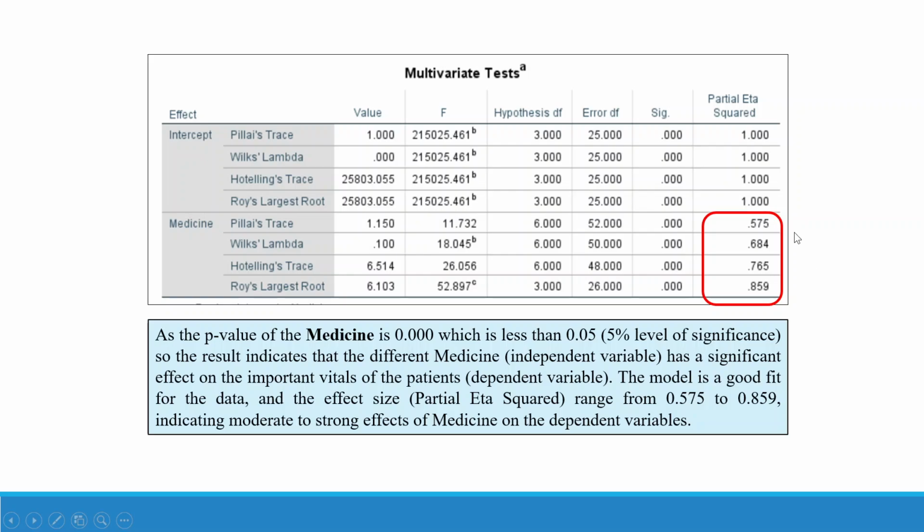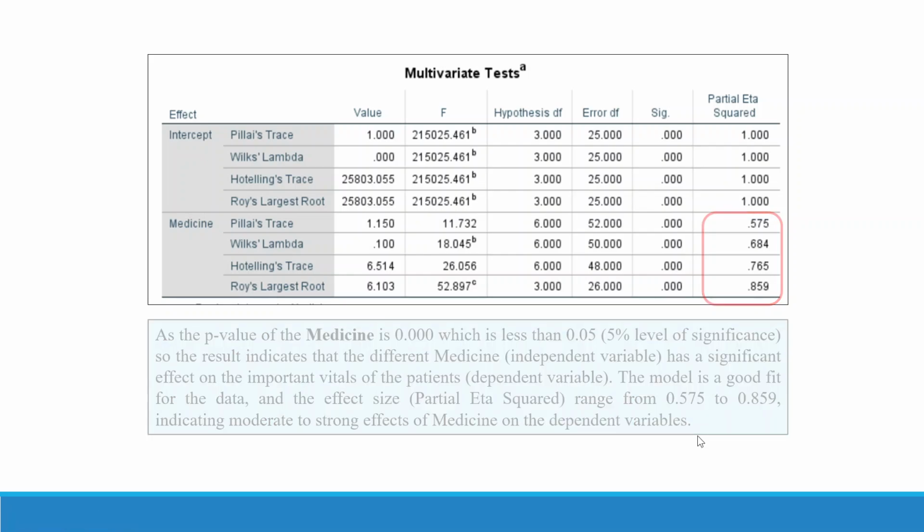More specifically, this is your eta square. So now we will write the interpretation for this also. The model is a good fit for the data and the effect size ranges from 0.575 to 0.859, indicating moderate to strong effects of medicine on the dependent variable.